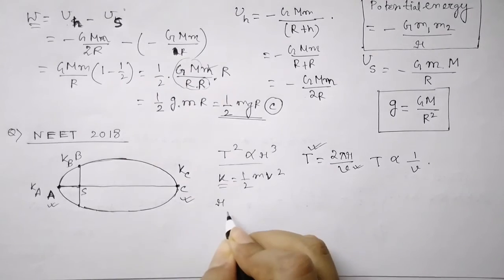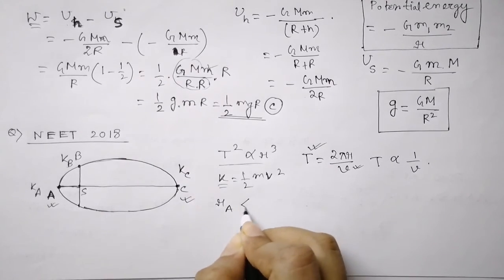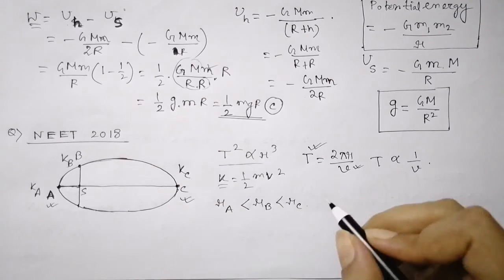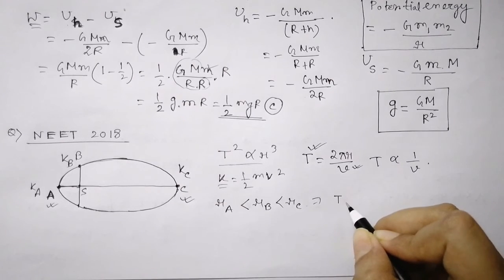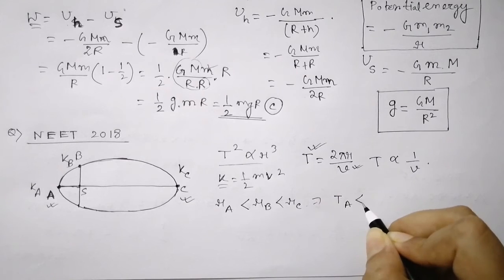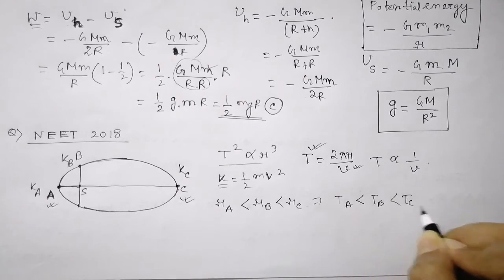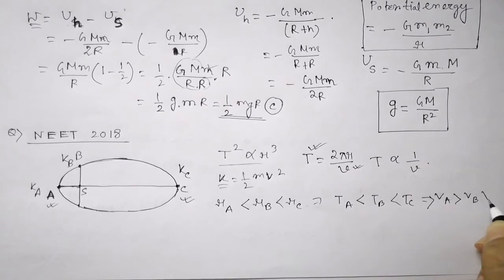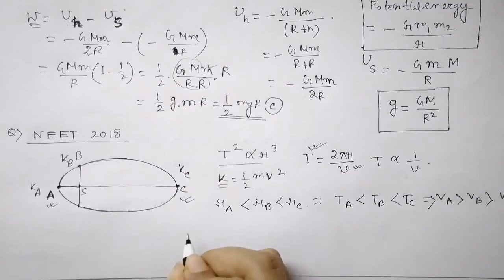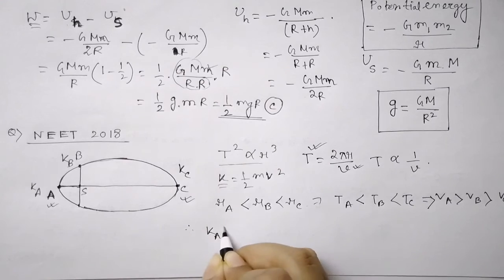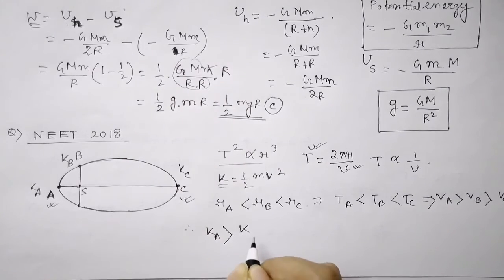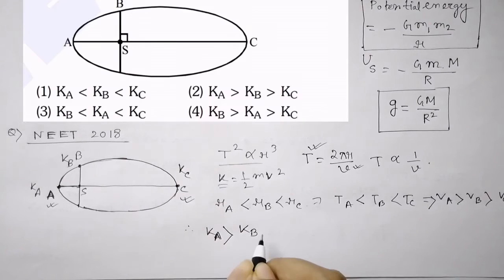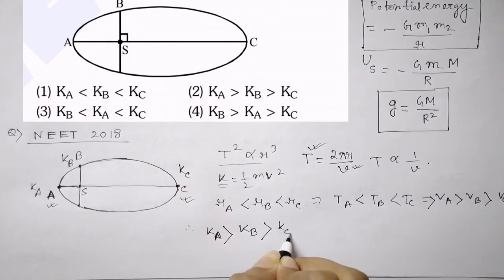So from this relation I can tell that at point A the distance is smaller than at point B, than at point C. That means the time periods have this kind of relation and velocities will have the inverse relation. So therefore kinetic energy will be greater for A position, then B position, and then C position.